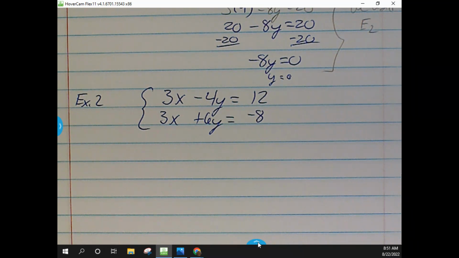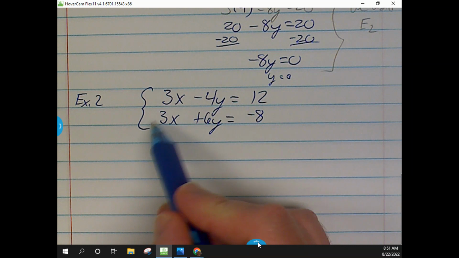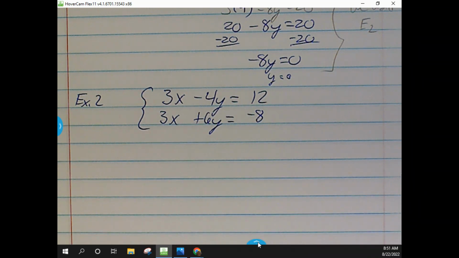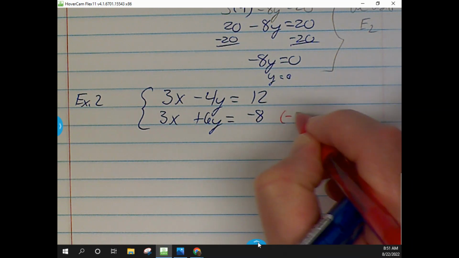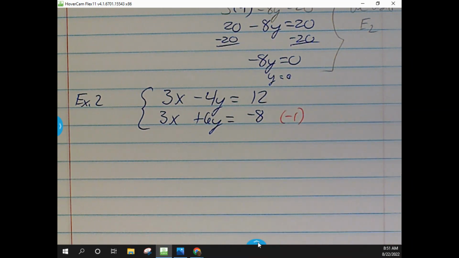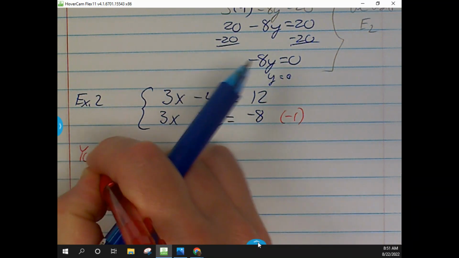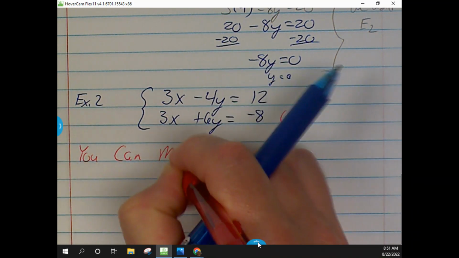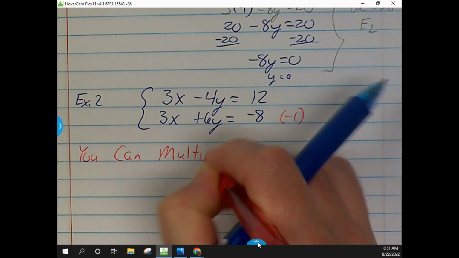We just need to make one of them negative. So if we want to keep this one positive and make this one negative, all we're going to have to do is change the sign of one of these. We're just going to take this equation and multiply it by negative 1. And here's where we're going to add to this one. We'll show you a little bit more of this on the next one.